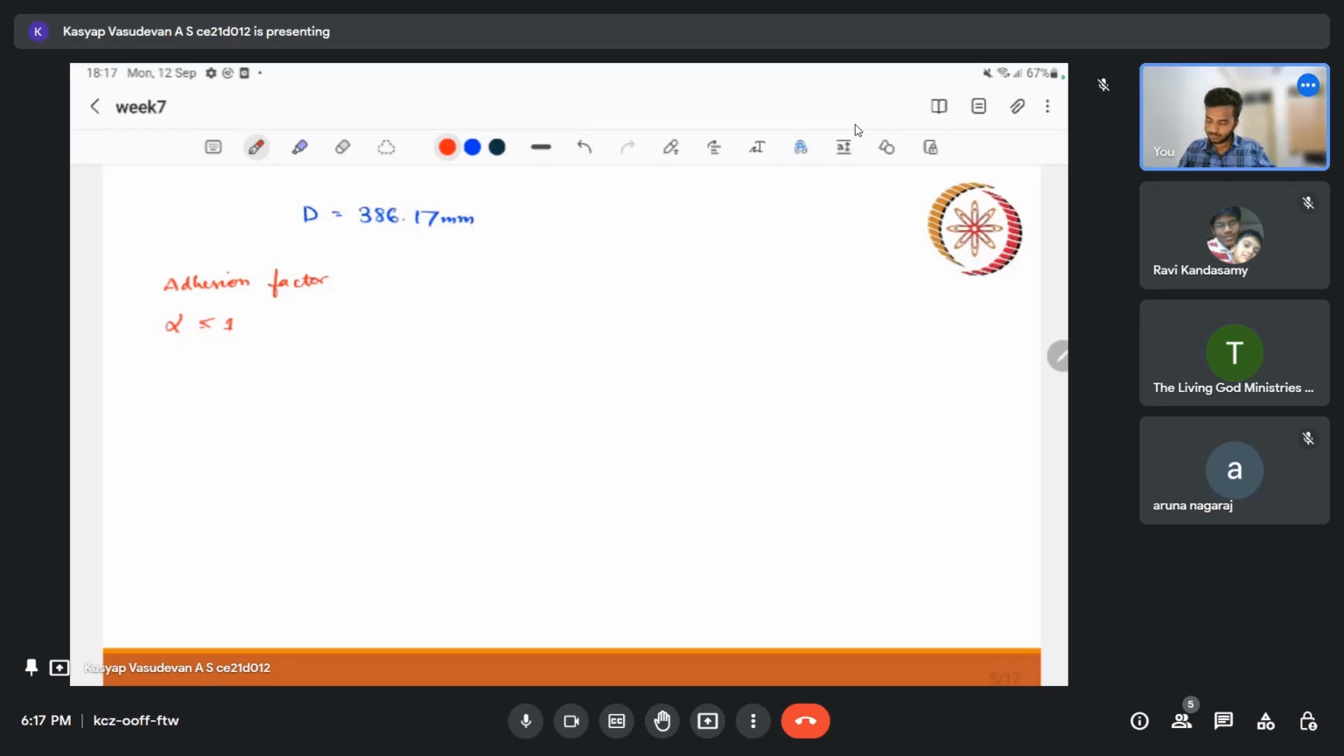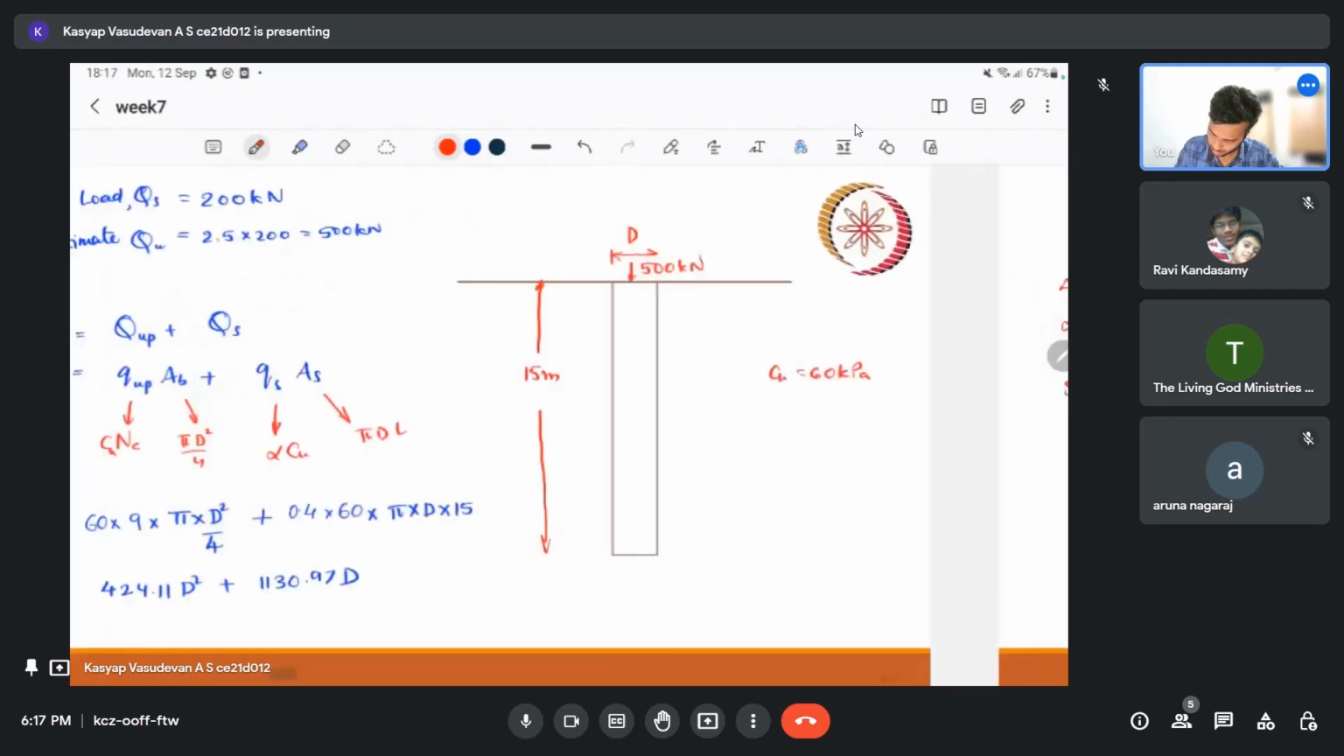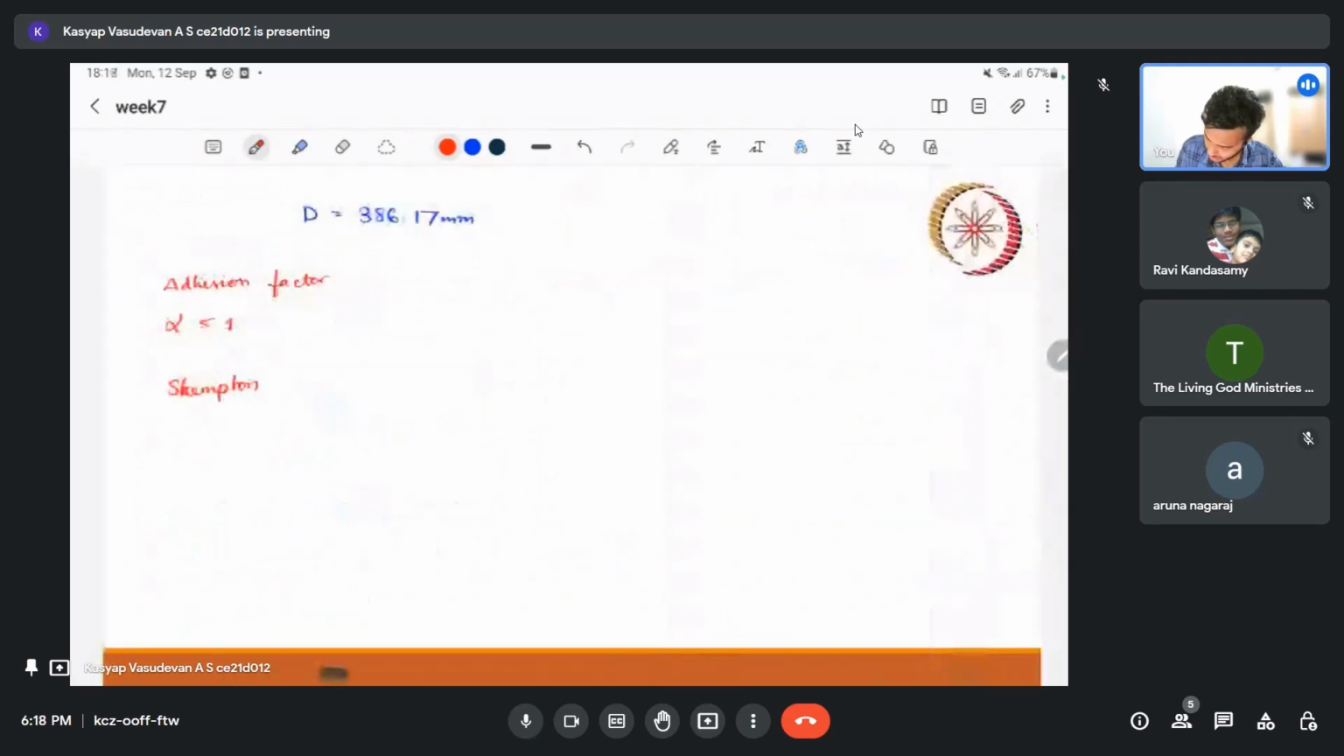Another thing that we used here is Skempton's. According to Skempton, Nc is equal to 9. So this is all specific for certain cases. This is only for circular and square piles.